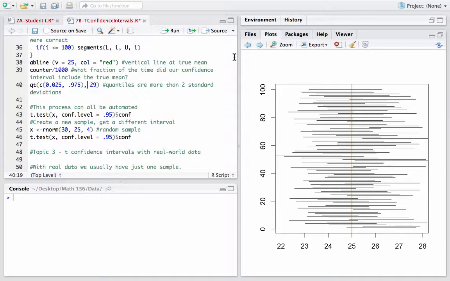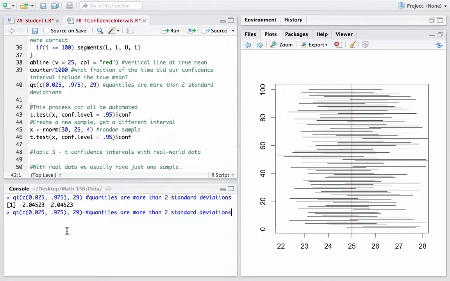And just to be explicit, here are the quantiles that we are using in the code. So we're going to ask for the 2.5% quantile and the 97.5% quantile with 29 degrees of freedom. And you see it's negative 2.04 and 2.04. So slightly larger than the normal case, and so that's going to serve to make our confidence intervals wider.